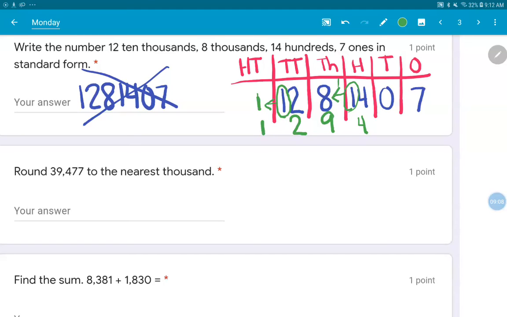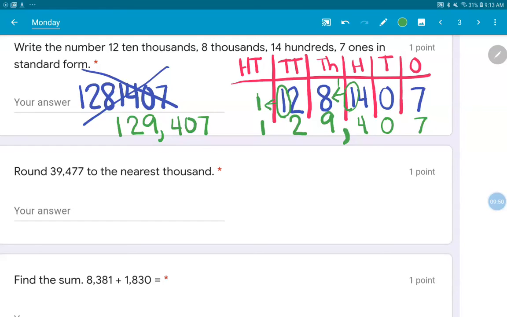Okay, then what about the 10s? How many 10s do we have? How many 10s are there, Olivia? Zero. How many 1s? 7. Where does my comma go? Christopher, you told me I needed a comma. It goes after the 128. It goes between the 129,000 and the 407. Yeah. So my correct answer is 129,407.